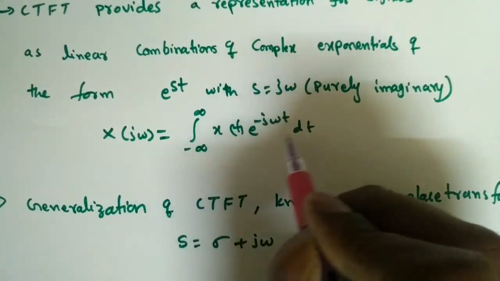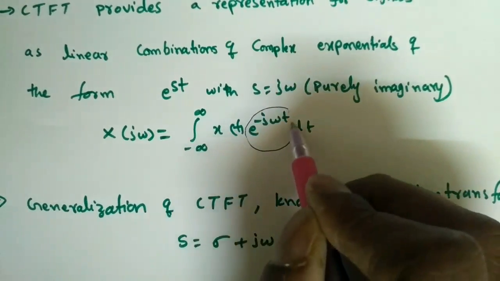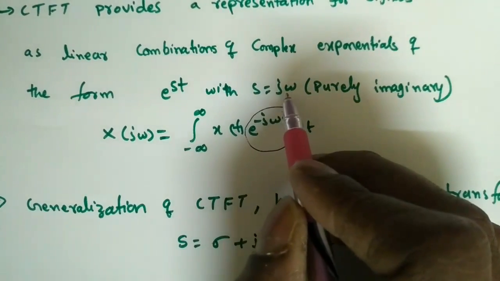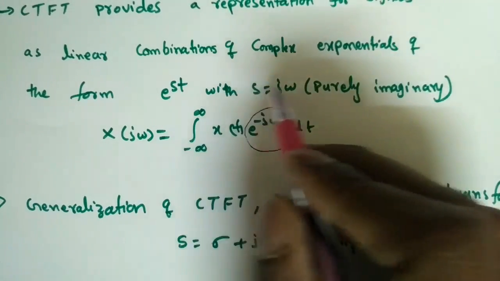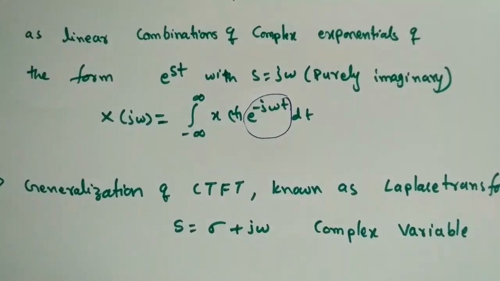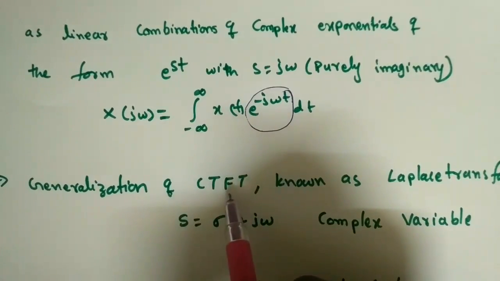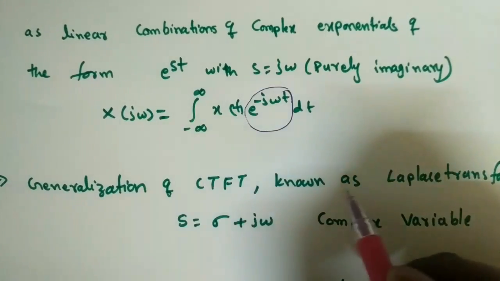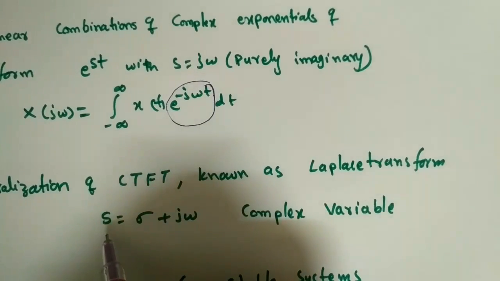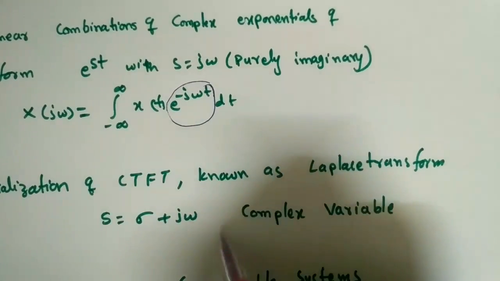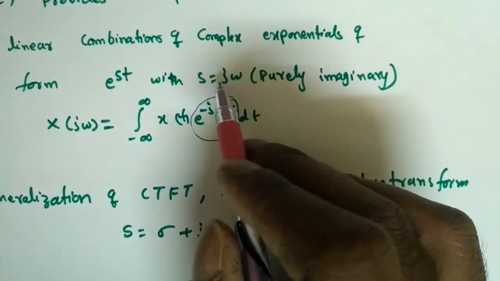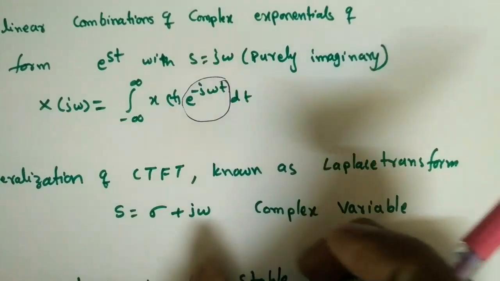Now here, this term is the most important one. Depending on this only, we get different transforms. When this is s, if s is equal to j omega, that is, s is purely imaginary, then we get the Fourier transform. If we generalize this continuous time Fourier transform, this generalization is also called the Laplace transform, where s is equal to sigma plus j omega. So now it is a complex variable. In the Fourier transform, we took s equal to j omega, purely imaginary, but this time we will take the complex variable.